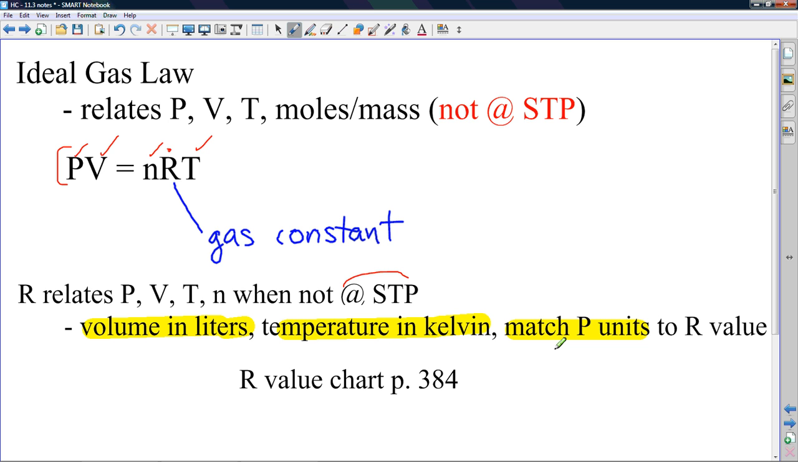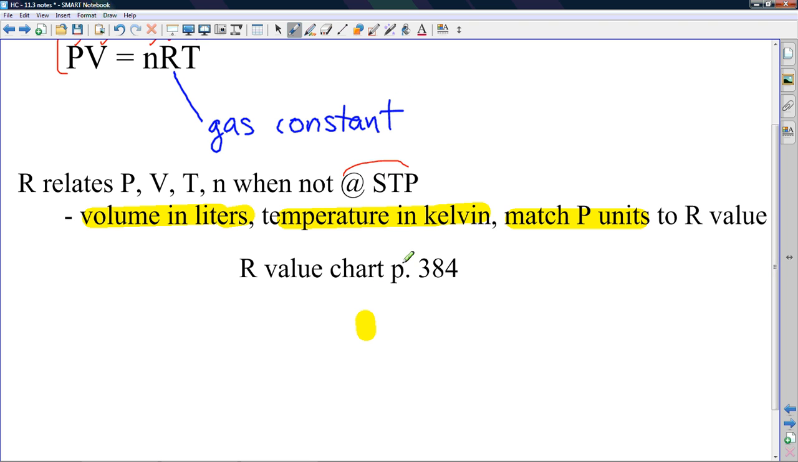If you look on the bottom of page 384, there are 4 different R values that we're going to talk about. The first one is given the value of 0.0821, and it's assigned if the pressure units are in atm. Number 2, 62.4, if the pressure units are in millimeters of mercury. Number 3, we're not going to talk about that one because that's dealing with joules and energy, so don't worry about it. And number 4, 8.314, if the pressure units are in kPa. So these are the 4 that we'll talk about.